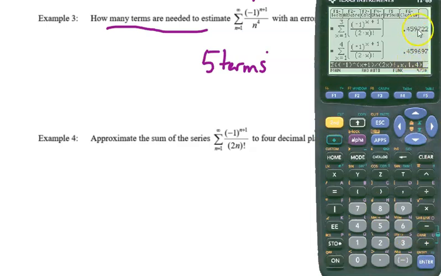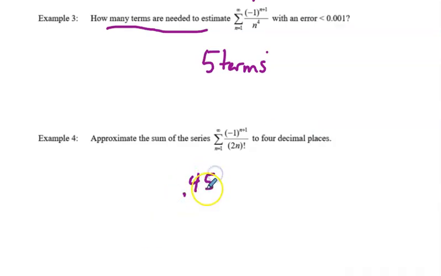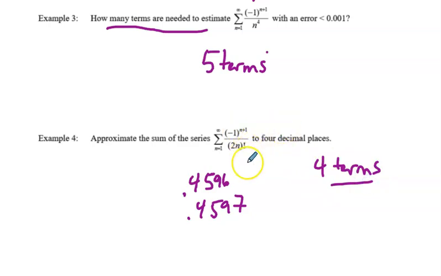4597, 4596, my 4th decimal place is still not the same, so I need more than 4 terms. So let's change this to the 5th term. Green diamond, enter. 4596, 4596. So actually when I added just 4 terms, I got 4 decimal place accuracy. And the sum of this series is 0.4596. And yes, I do realize that you could have rounded it to 0.4597, but this will be 4 decimal place accuracy, and you needed 4 terms to get there. They didn't ask how many terms you needed, but I thought that would be helpful.